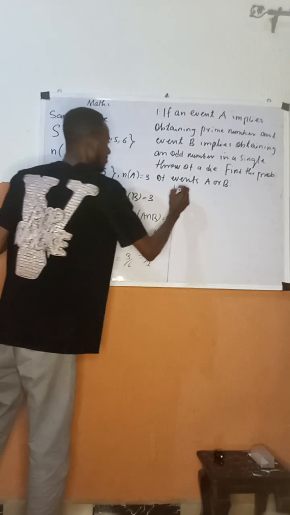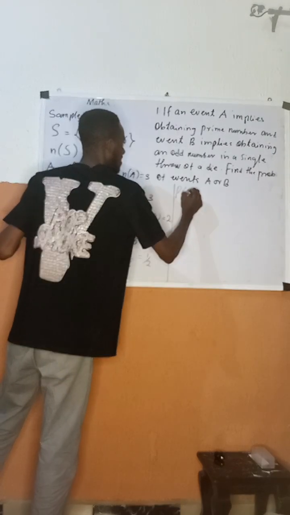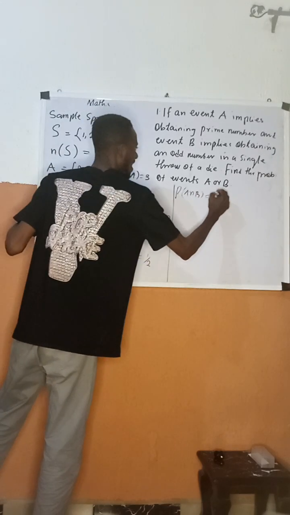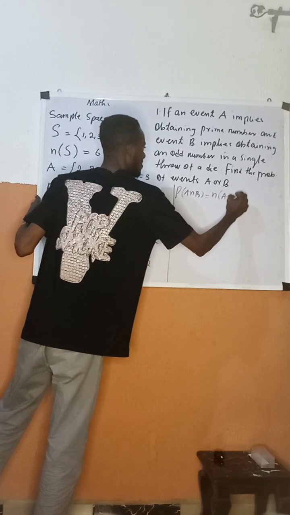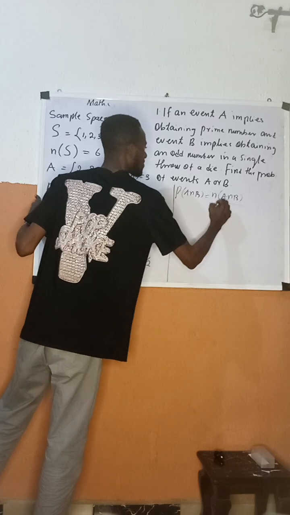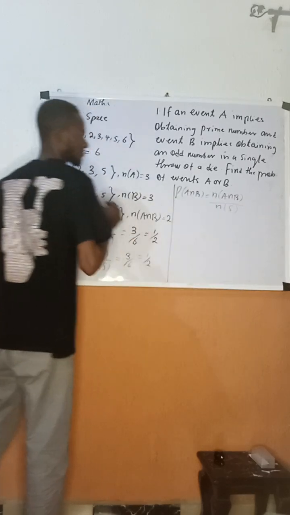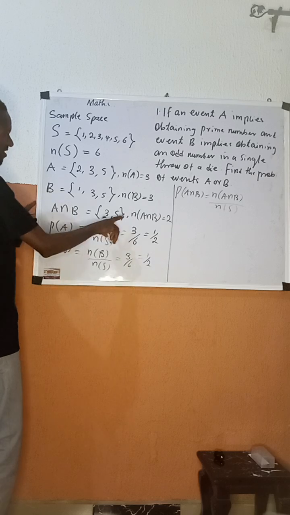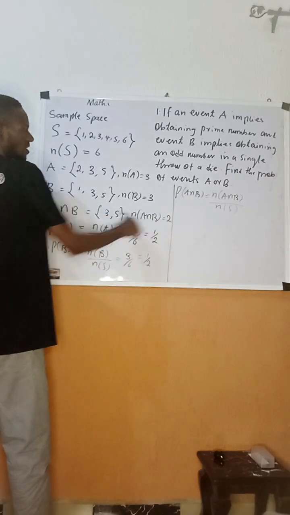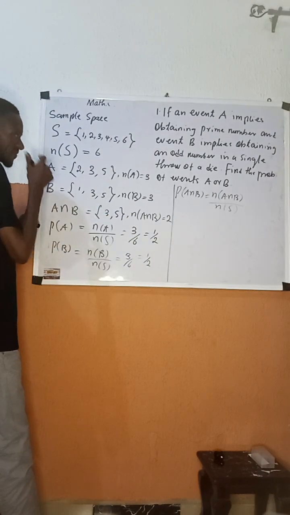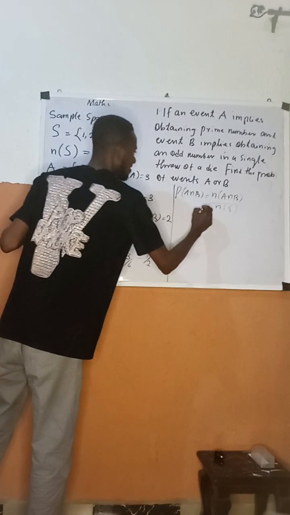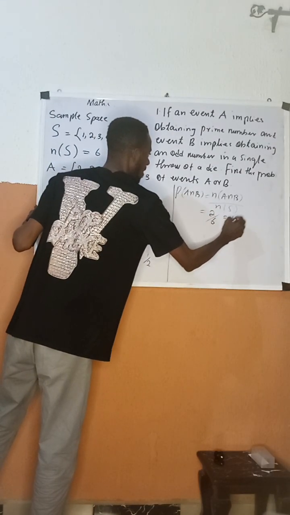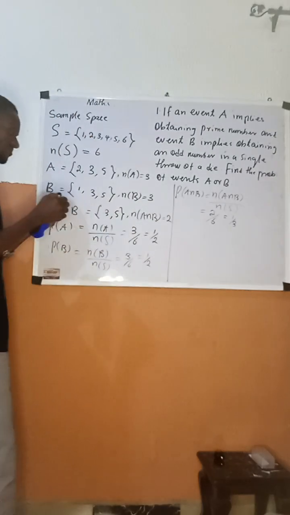Now I will take a step further and look at the probability of their intersection occurring, which is P of A intersection B equals n of A intersection B over n of S. The n of A intersection B is 2, and n of S is 6. So it remains 2 over 6, which equals 1 over 3.